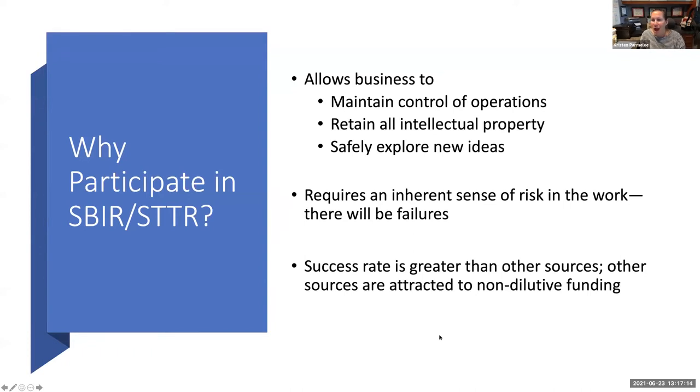All right, so why would somebody participate in SBIR or STTR? Well, first of all, it allows the business to maintain control of operations, and it allows you to maintain all of your intellectual property rights. Remember I said this was created because small business didn't want to do business with the government. Well, the government used to swap up all of your intellectual property rights. No longer the case. You maintain your intellectual property. It allows you to safely explore new ideas and reduces risk for other outside investors. So it puts the risk on the government instead of you or your other investors.